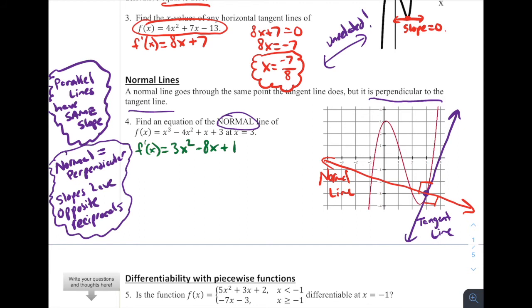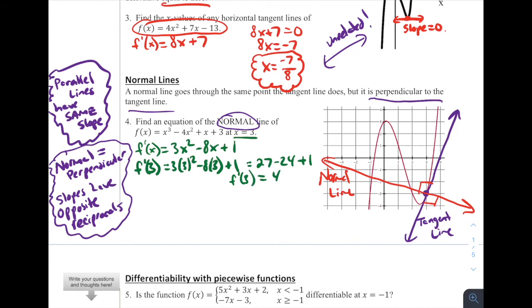But what's the slope of the tangent line at x equals 3? Well, let's find out f prime of 3. F prime of 3 is equal to 3 times 3 squared minus 8 times 3 plus 1. So that's going to be equal to 27 minus 24 plus 1. So that looks like it's going to be about 4. So f prime of 3 is equal to 4.